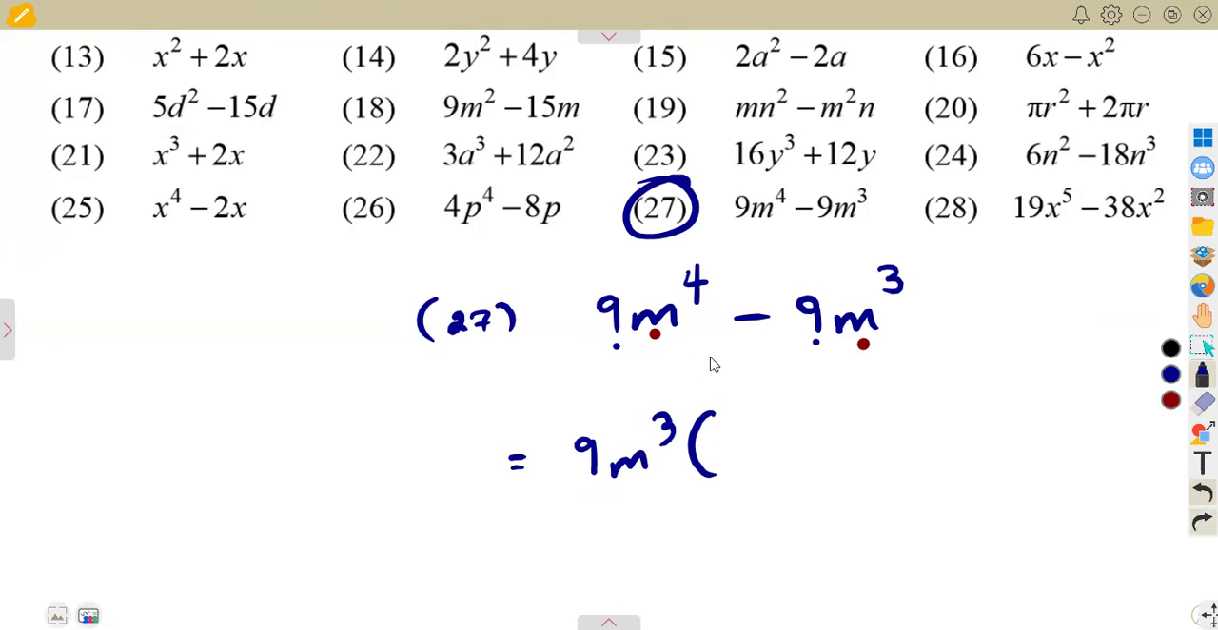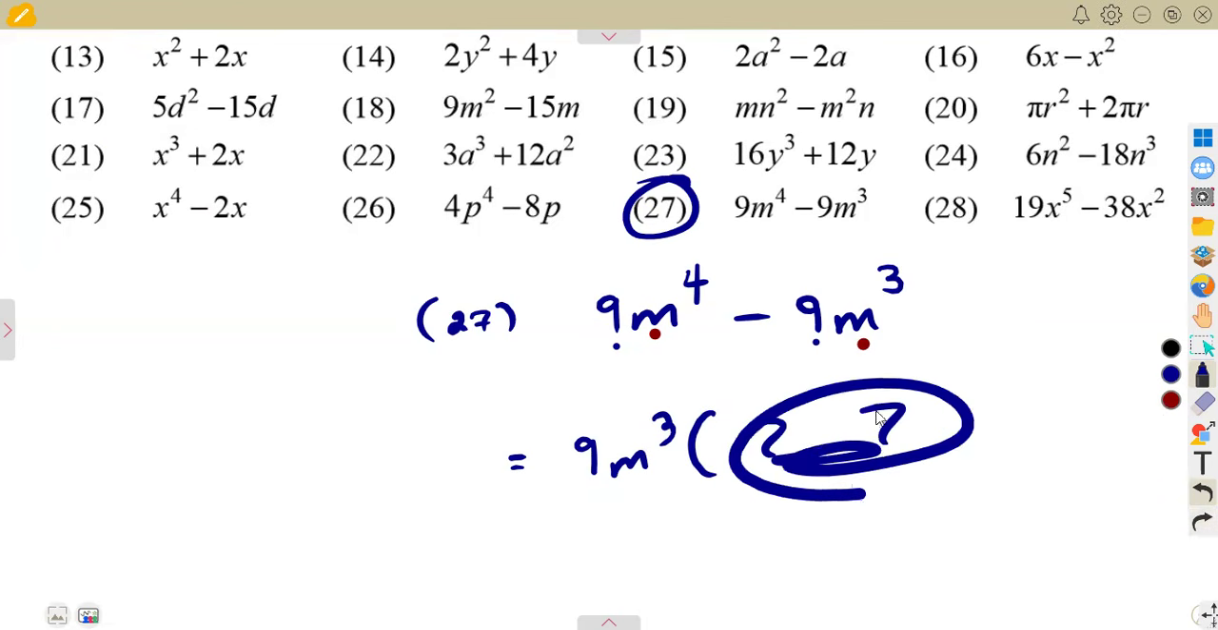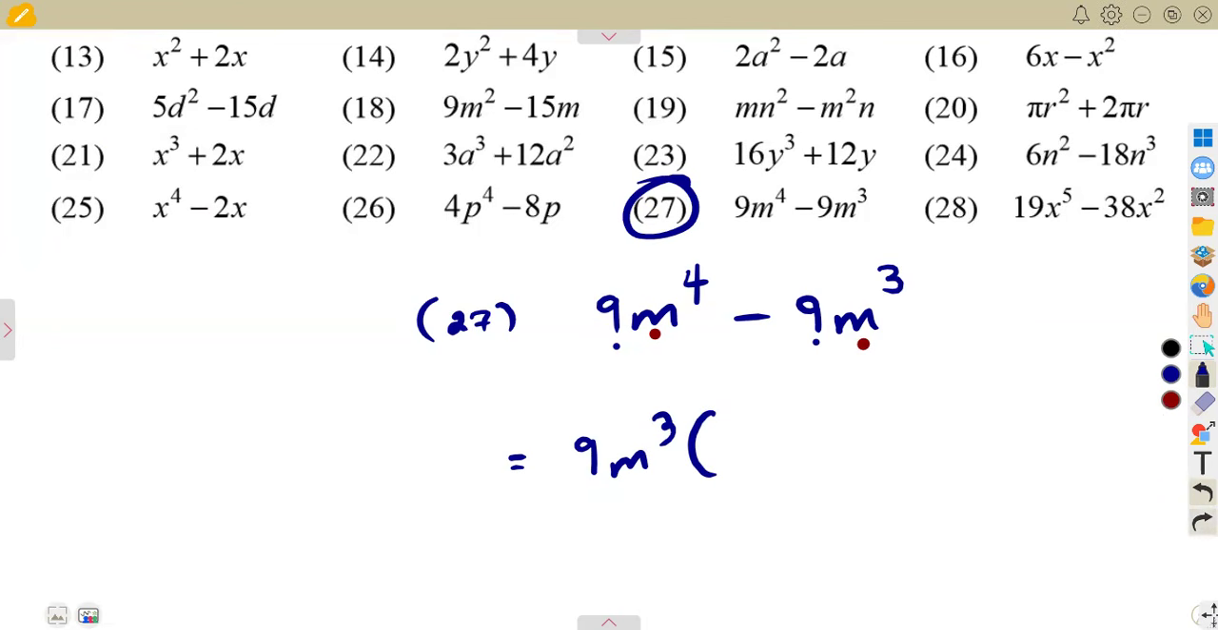And when you factor out this, you are expecting something inside of the bracket. And how do you obtain that? You divide back, this divided by what you factored out. So it was supposed to be 9m to the exponent of 4 over 9m to the exponent of 3. This and this cancel. So here we are simply saying, the m here, how many m's do we have here?